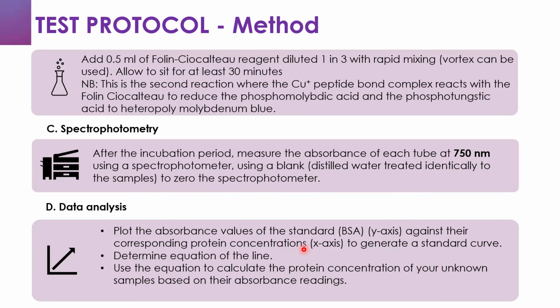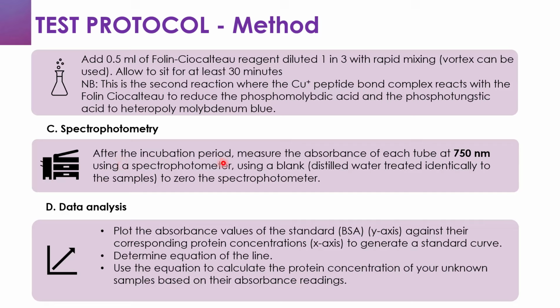So the next is to add 0.5 ml of the Folin reagent diluted 1:3 with rapid mixing, and then allow it to sit at room temperature for 30 minutes. And this is the second reaction, where the copper peptide bond complex reacts with the Folin to reduce the phosphomolybdic acid and the phosphotungstic acid to heteropolymolybdenum blue, which is the final product or the final reaction.